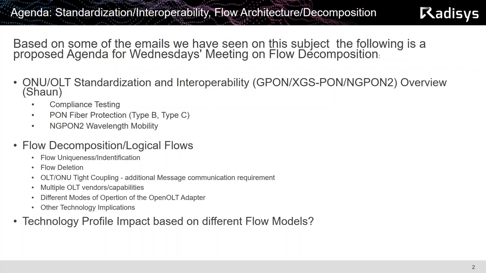So you could take that even one step further and say, why does VOLTHA even care about decomposing the flows between the OLT and the ONU? Why wouldn't ONOS do that? Just represent the ONU and OLT as two separate switches inside VOLTHA, represented to ONOS, and let ONOS take care of that.